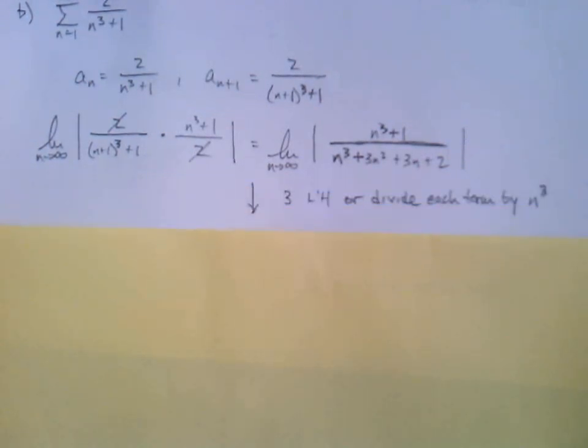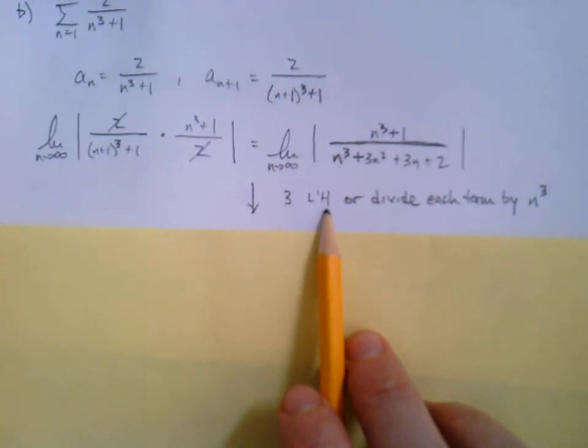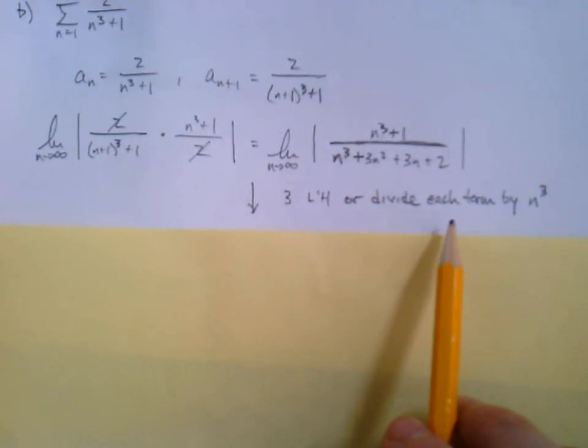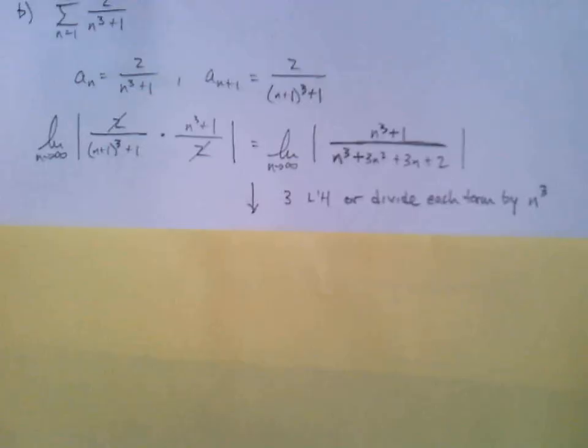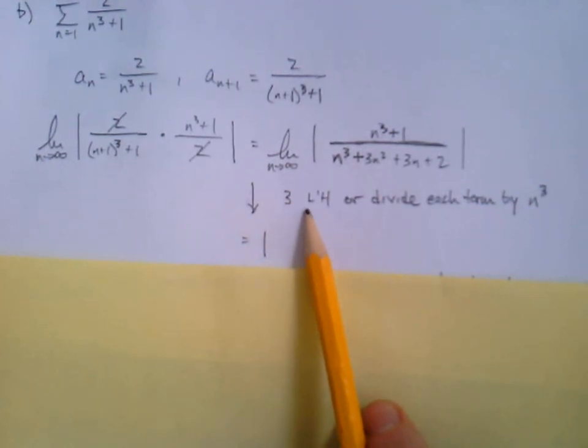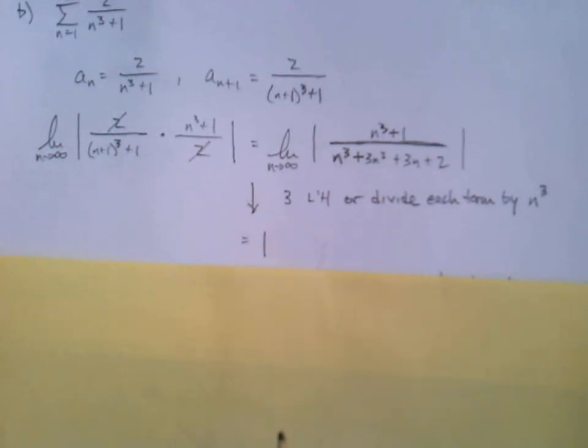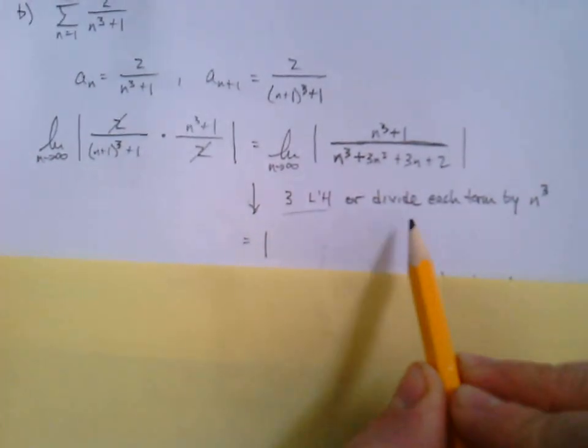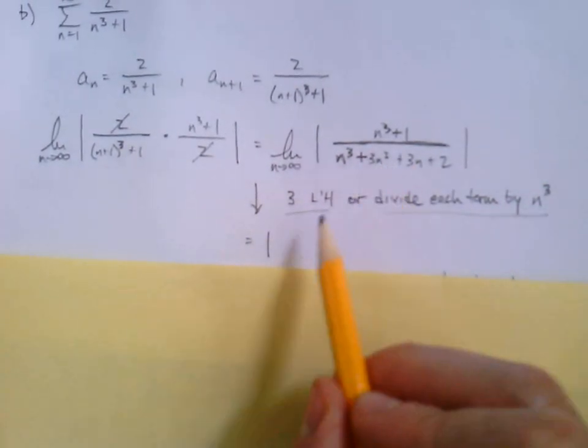I'm just going to mention these 2 techniques. So you could do 3 L'Hopitals. That'd be fine. Or you can divide each term by n to the third. Whatever you do, this thing is going to work out to equal 1. So you do need to show one of these 2 possibilities to get from here to here.